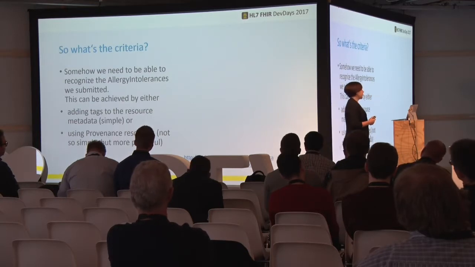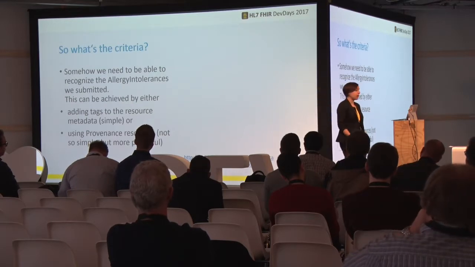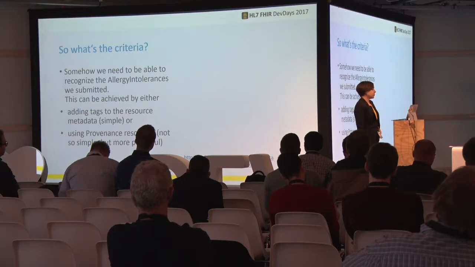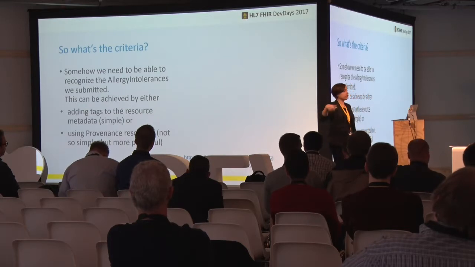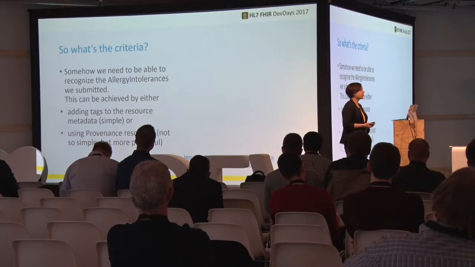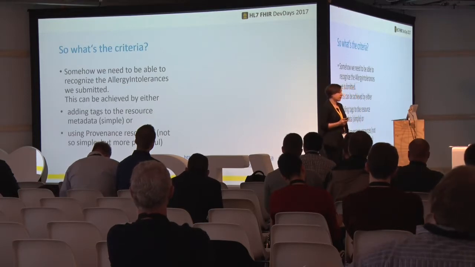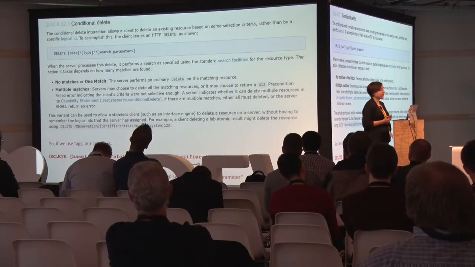An easier way to achieve the same thing, but it's more simple and not as powerful as using provenance, would be to simply tag all the resources that we are putting on the server. We just slap on a little tag that says this resource has been created by that system, and whenever we want to delete these allergy intolerances, we just check for the ones that we tagged with our label. So that's what the conditional delete would look like.